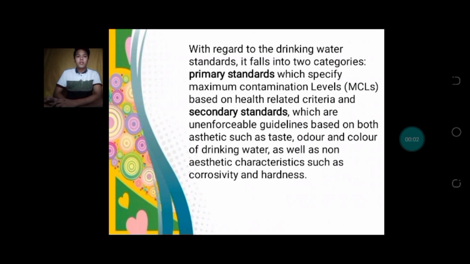With regard to drinking water standards, they fall into two categories: primary standards and secondary standards. Primary standards specify maximum contaminant levels based on health-related criteria, and secondary standards are unenforceable guidelines based on both aesthetic characteristics such as taste, odor, and color of drinking water, as well as non-aesthetic characteristics such as corrosivity and hardness.